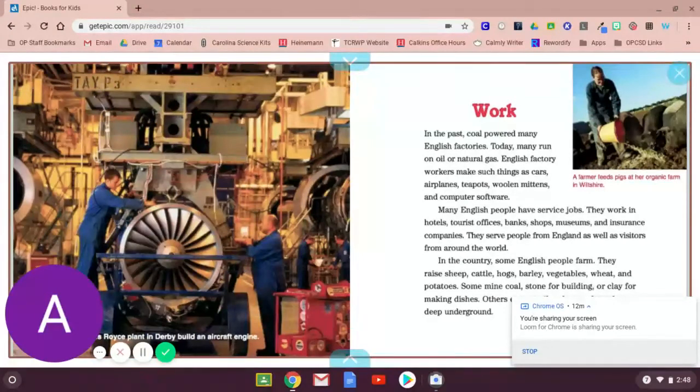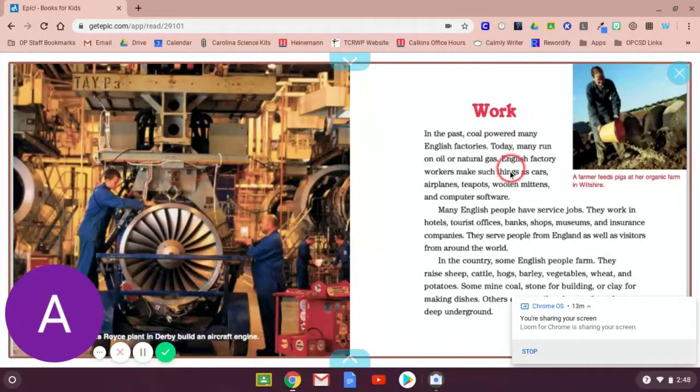In the country, some English people farm. They raise sheep, cattle, hogs, barley, vegetables, wheat, and potatoes. Some mine coal, stone for building, or clay for making dishes. And I'm going to pause there because my icon's blocking the rest. But I read the text. Here's all my facts.